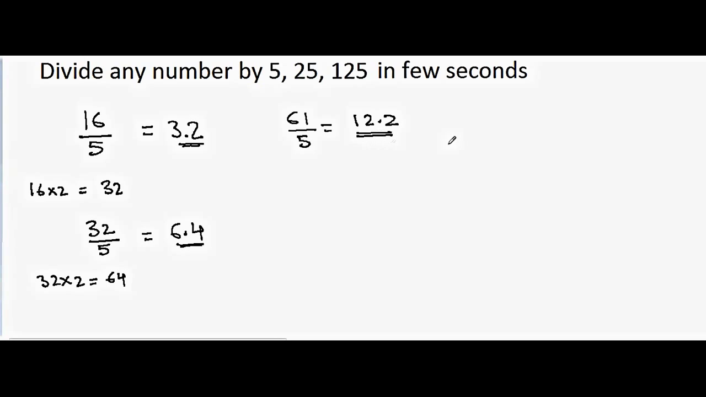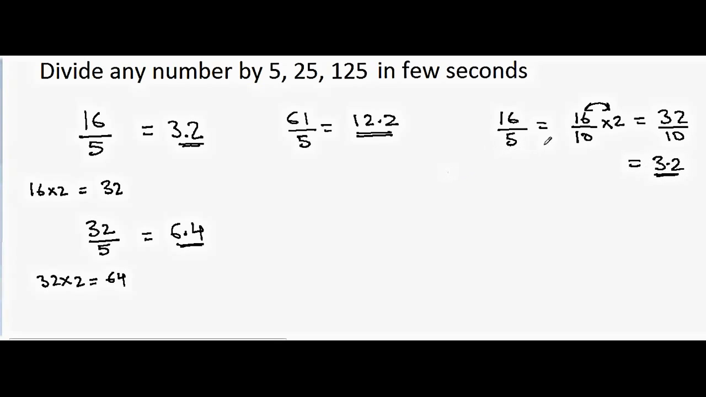So how I came up with this trick, it's not magic, it's just a simple trick. Suppose I have 16 and I want to divide by 5, that is equal to 16 divided by 10 into 2. So what I'm doing here is multiplying by 2, and then I'm putting a decimal because I have a 10 in the denominator.